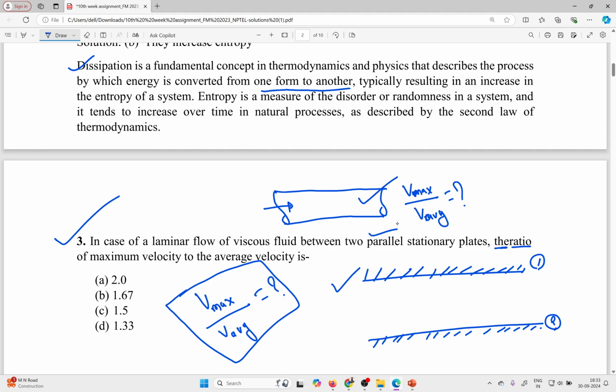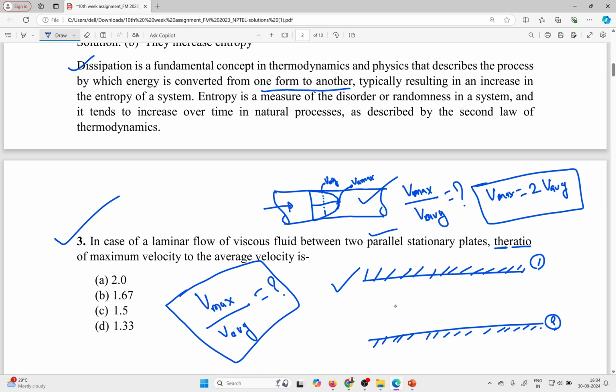Basically, in the case of pipe flow, you have seen the velocity diagram like that, in the case of laminar flow. This is your maximum, and you take the average, maybe it will come like that. This is the average velocity and this is your V maximum. So V max is 2 times V average, theoretically.